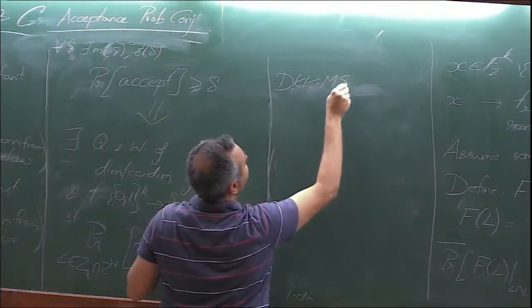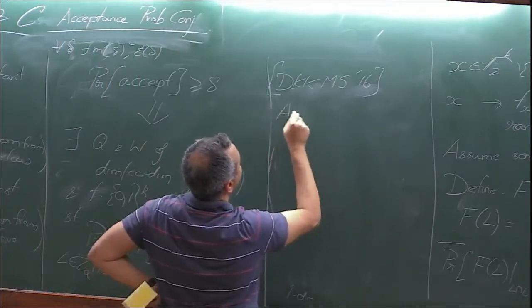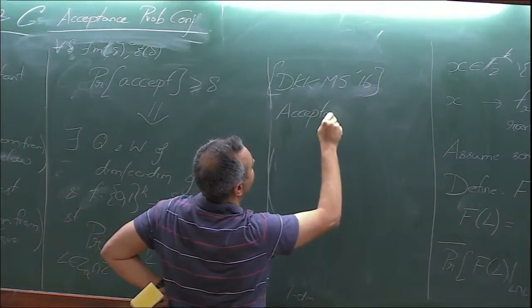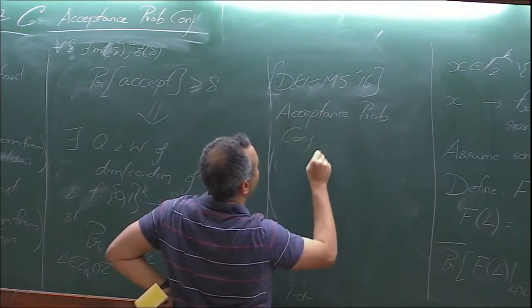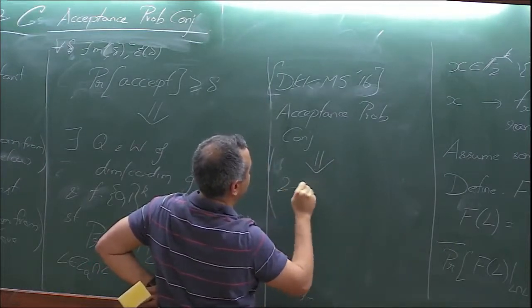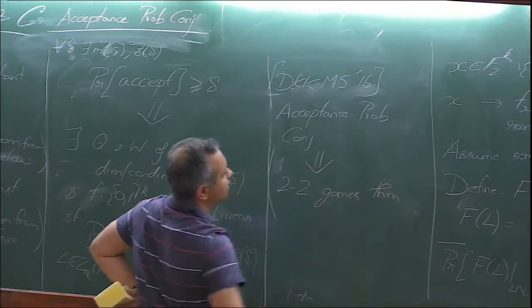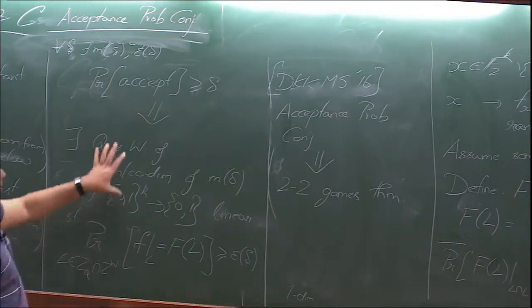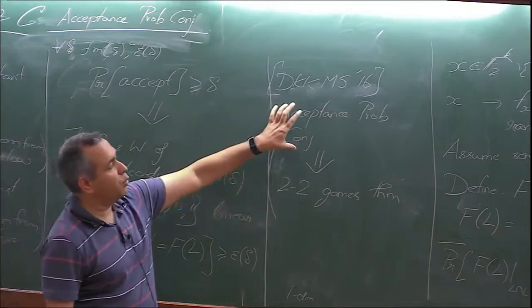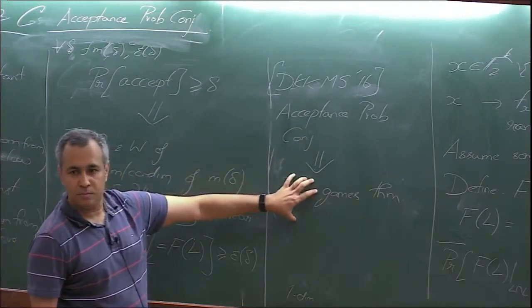The DKKMS paper showed that this implies the 2-to-2 games theorem, which I had stated. Notice by the counterexample I said this is the best you can hope for, and what they show is that if you can prove this fact about the Grassmann graph, then we can prove the 2-to-2 games theorem.